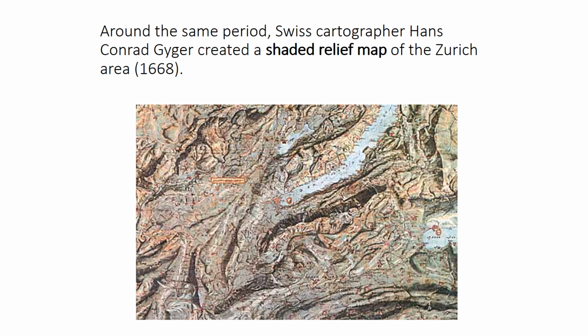A little more recent than that is Hans Conrad Geiger's shaded relief map of the area around Zurich. Switzerland is a very mountainous area, and for that reason, many Swiss cartographers have led the way in terms of mountain cartography. This is a way of visualizing the terrain as if you had carved it out and had it in front of you and lit it with an artificial light source, and you're just shading it as it would appear.